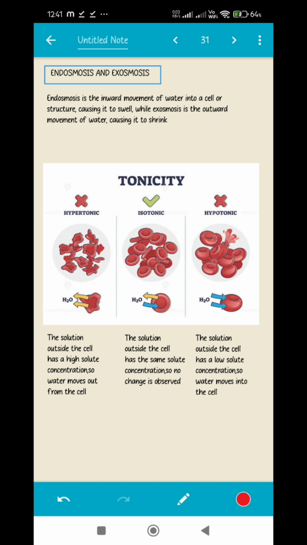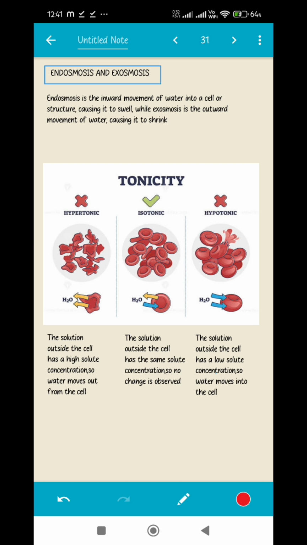Now coming to the term tonicity. Tonicity is a term given to define the type of solution present outside a cell. Like in the first case, if a cell is placed in a hypertonic solution. Now what is a hypertonic solution? A solution which contains more solute concentration as compared to the cell. That means the water will move from the cell to the outside because of the process of osmosis. So since water is moving from the cell to the outside environment, the cell will end up shrinking and eventually it will die. In the last one, like you can see, it is a hypotonic solution.